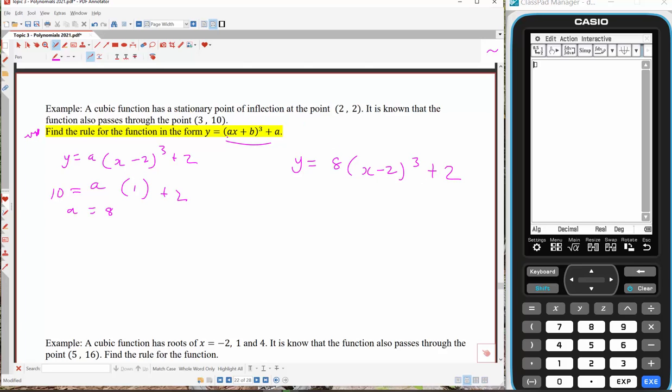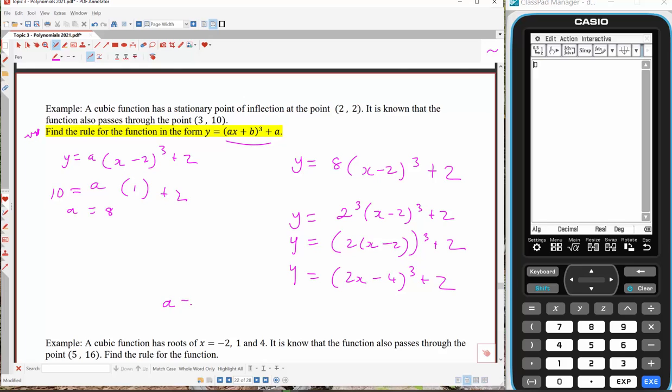Now we need to get it into this form here, so we go y equals 2 to the 3, x take 2 to the 3 plus 2. Because these are both being raised to the 3, I'm going to go 2 x take 2 all to the 3 plus 2, so y equals 2x take 4 to the 3 plus 2. So in this case, not that it's asking for it, a is equal to 2 and b is equal to negative 4.